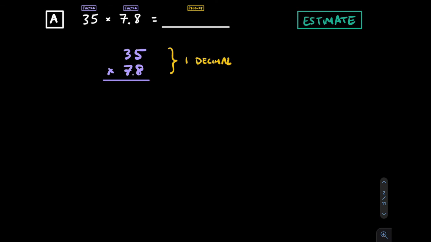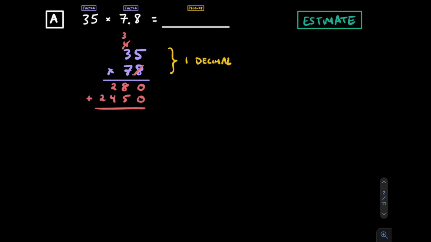This is where we need to use the standard algorithm. We'll start off by multiplying 8 by 5 to get 40. I'll put the 0 and carry the 4. 8 by 3 is going to be 24, plus 4 is going to be 28. We're done with these values, so we're going to move on to the 7, which is a 70. 7 by 5 is going to be 35, we'll carry the 3. 7 by 3 is 21, plus 3 is going to be 24.